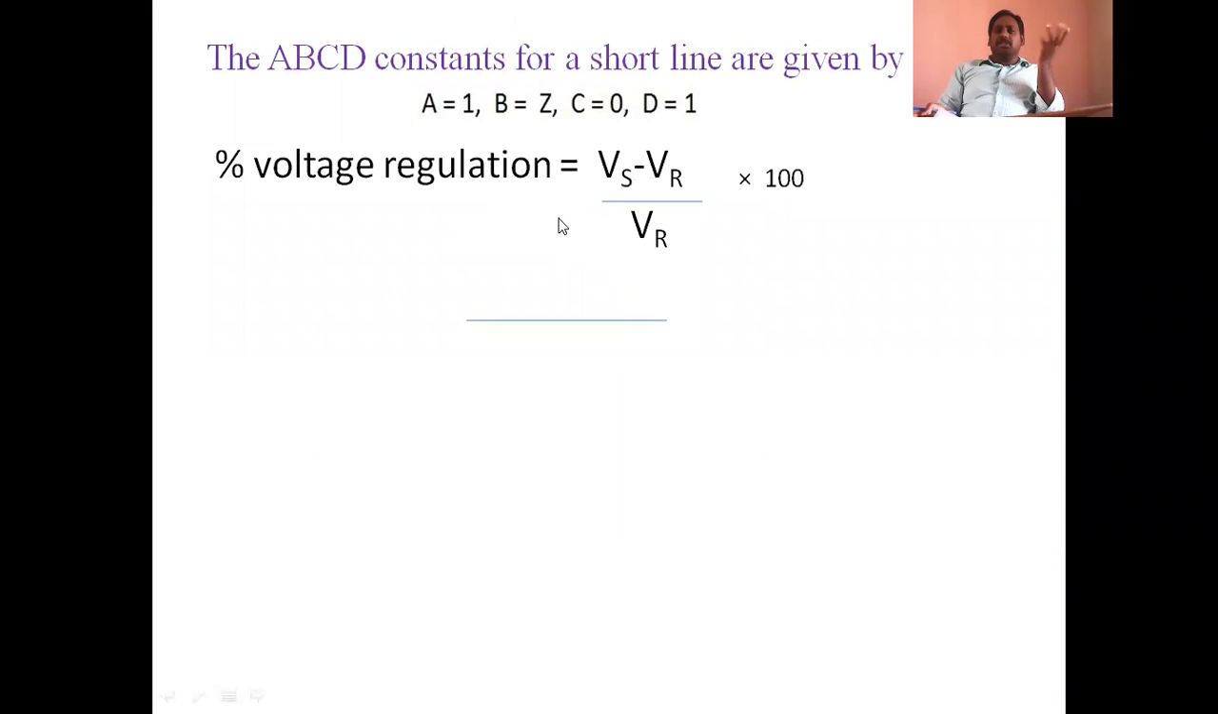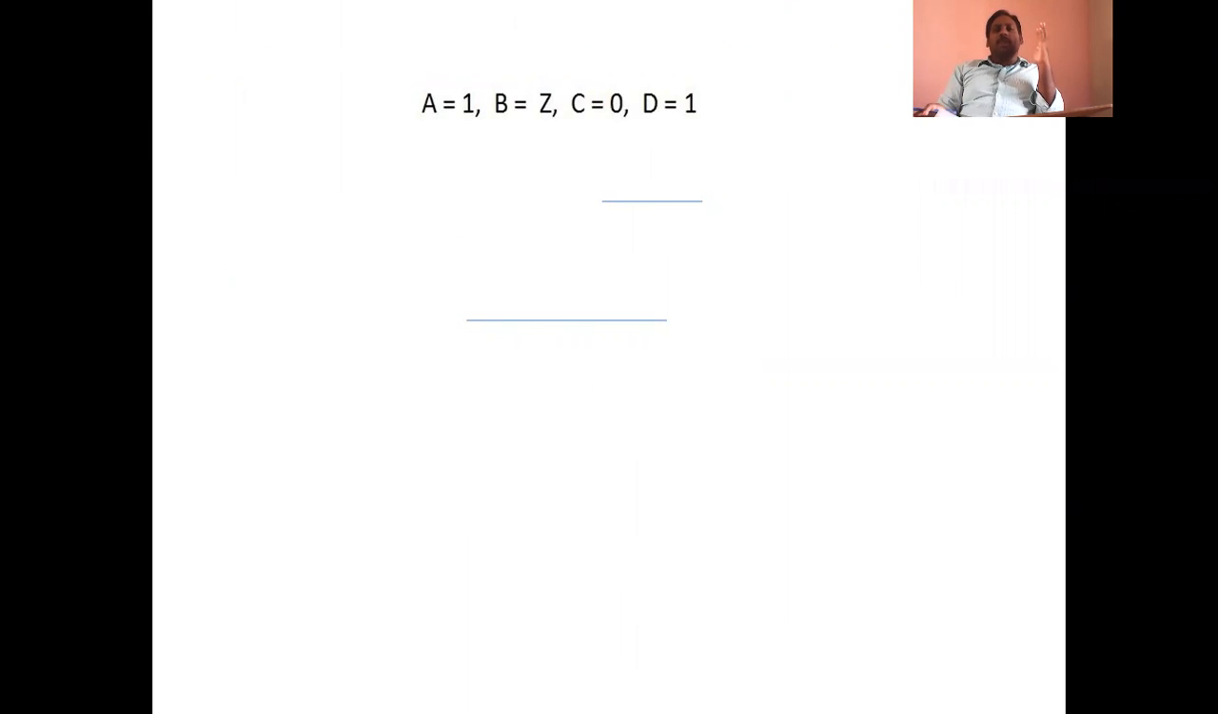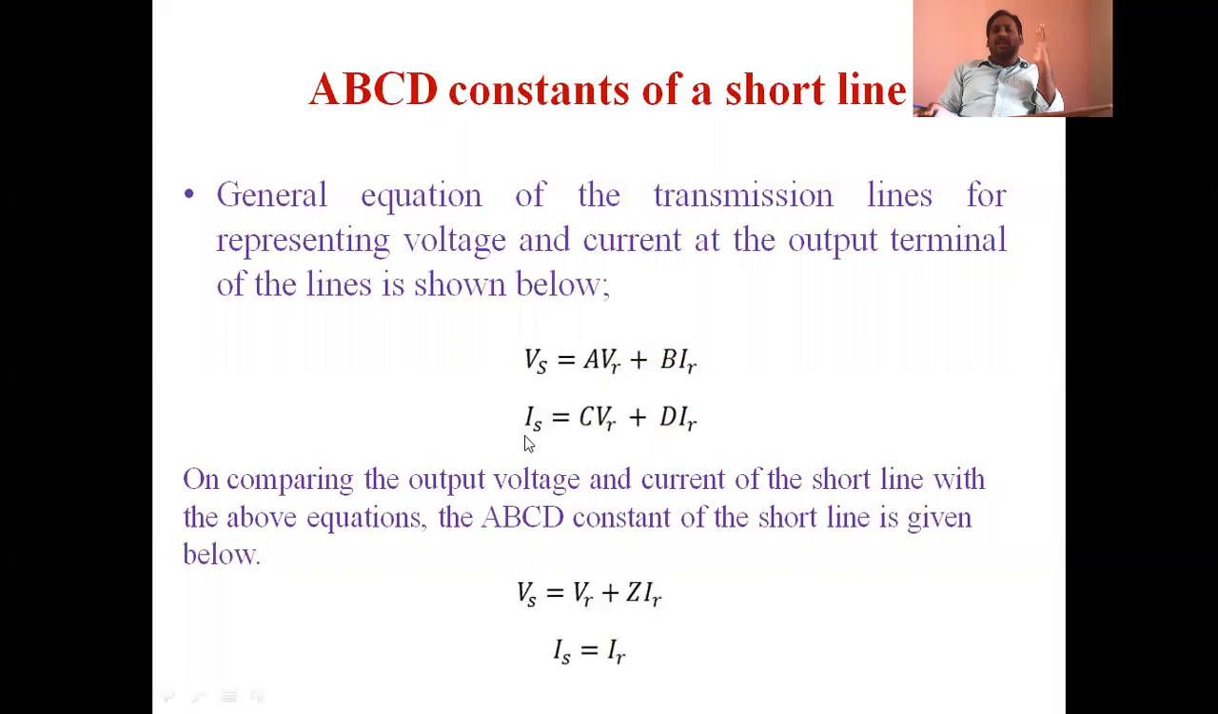Then percentage voltage regulation is equal to, we know that, (Vs minus Vr) by Vr into 100, and percentage efficiency of the transmission line is equal to Vr Ir cos phi r divided by (Vr Ir cos phi r plus I squared r) into 100. Like this, we can determine ABCD parameters, and by using ABCD parameters we can determine Vs and Is using these equations.